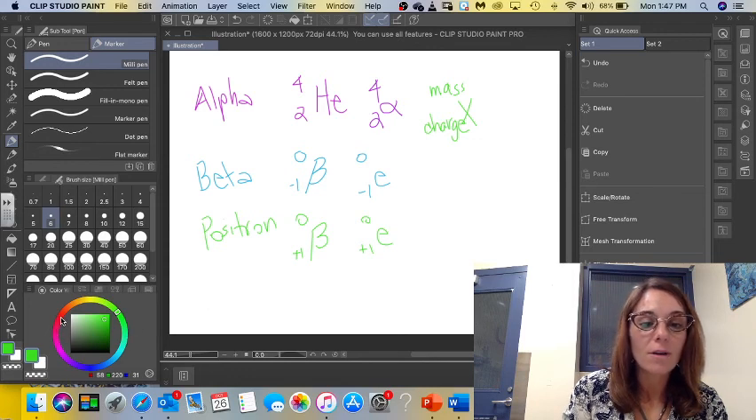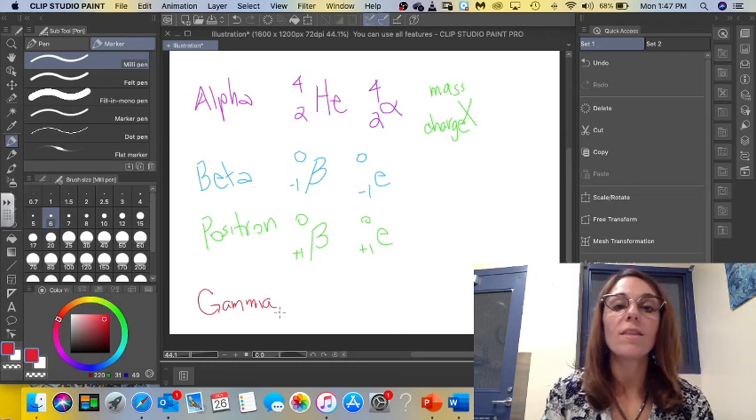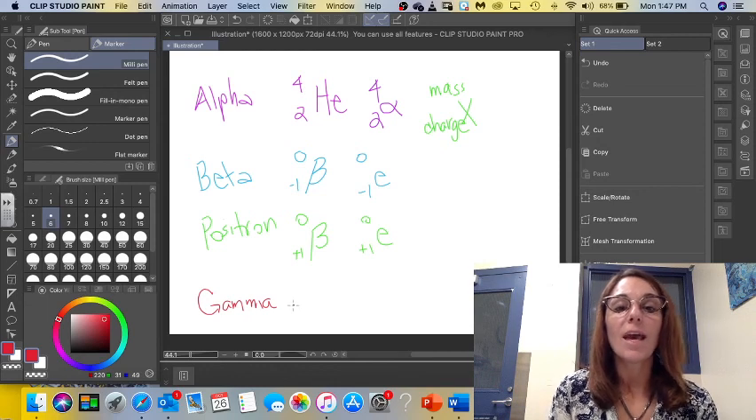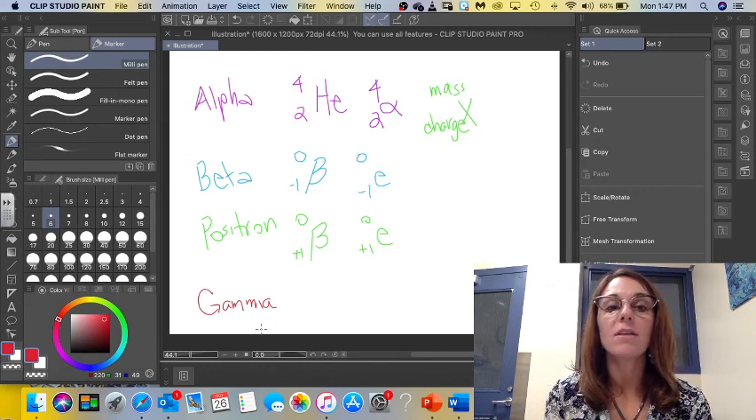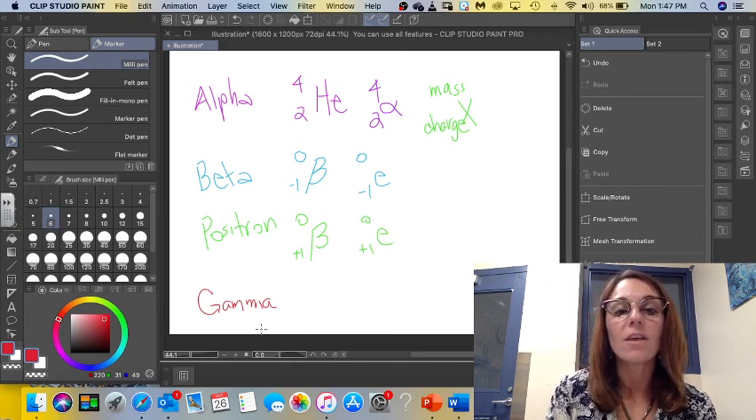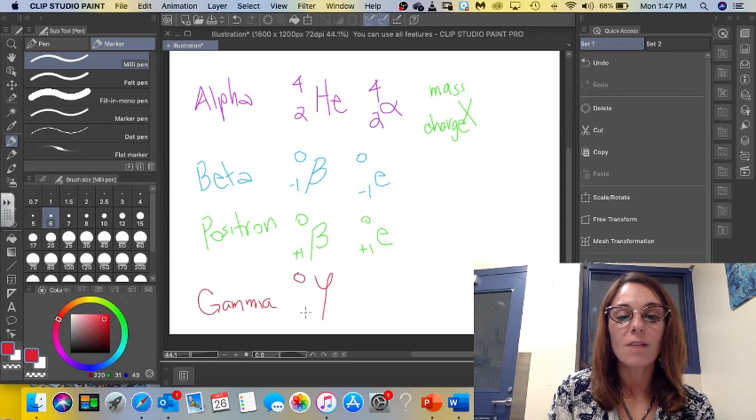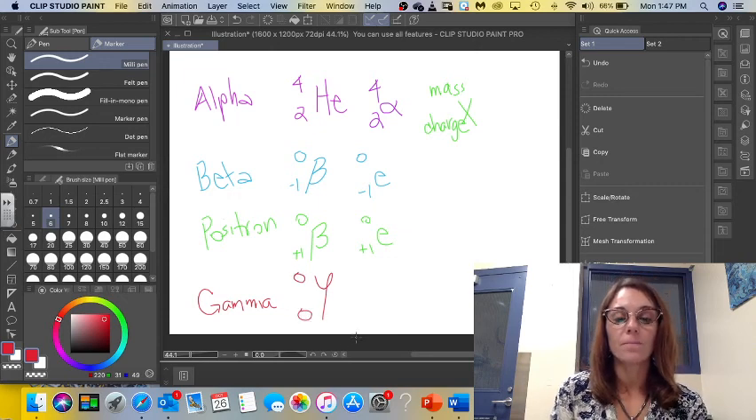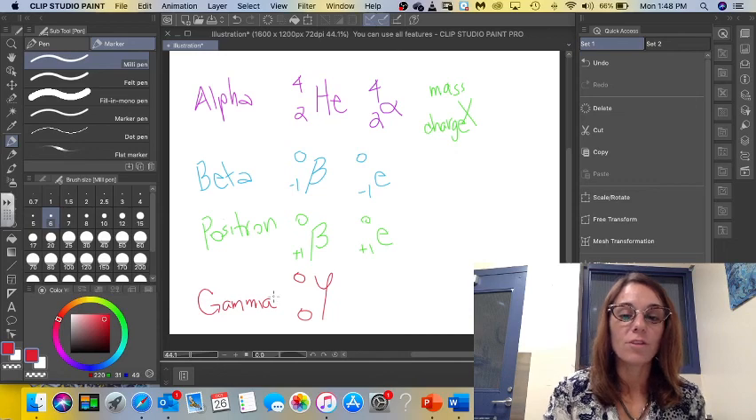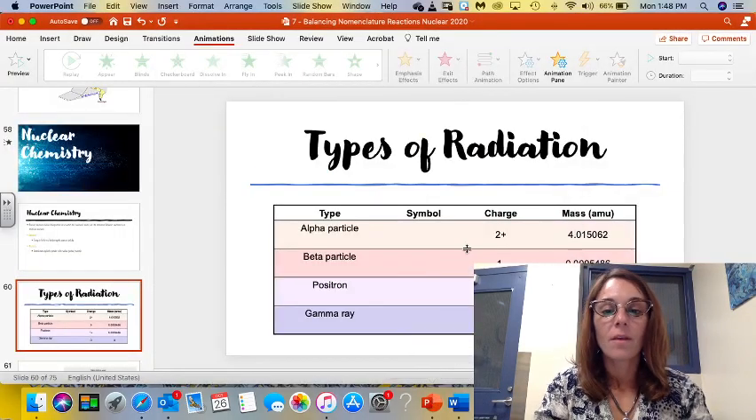And then our last particle is the gamma particle. The gamma particle is the one that is the most dangerous and the one that we need to protect ourselves from. Gamma rays are present in all kinds of nuclear reaction. Every kind of nuclear reaction produces gamma rays, and then they will either produce alpha or beta particles as well. So the gamma symbol looks like this, and gamma rays have no mass and no charge. And there's no other symbol or way to draw that particular symbol.